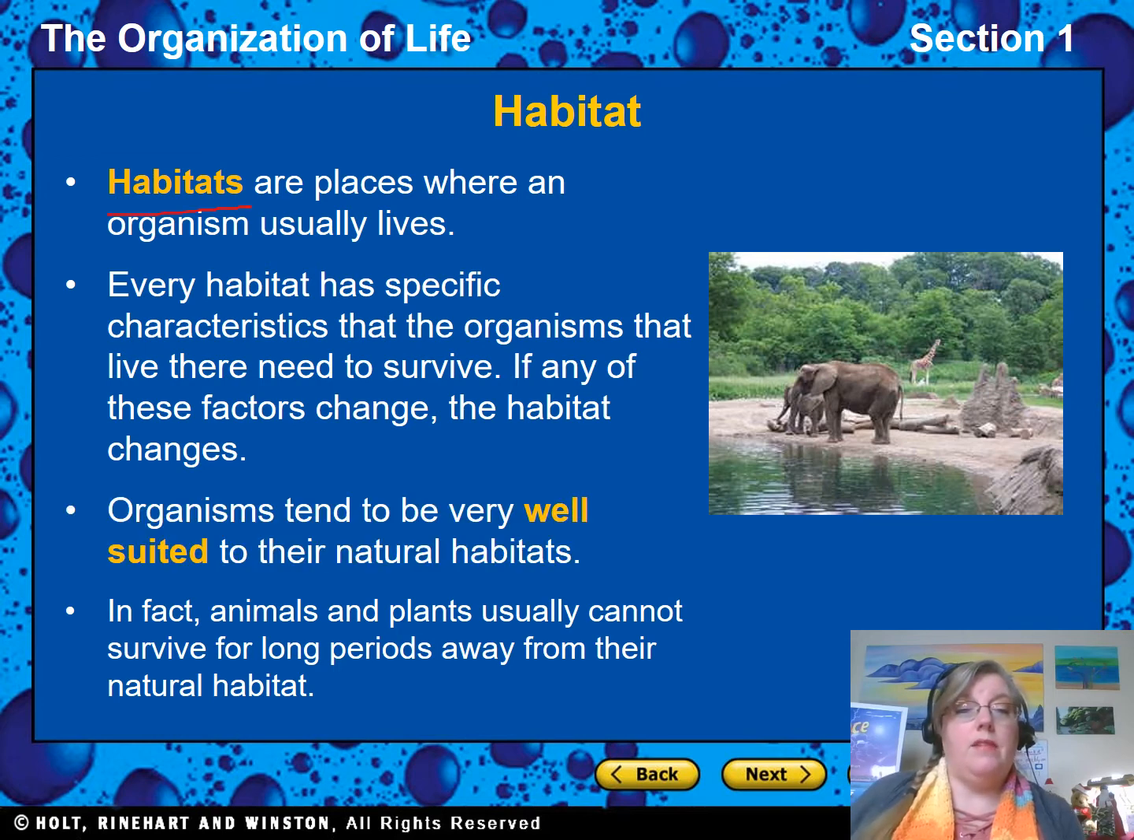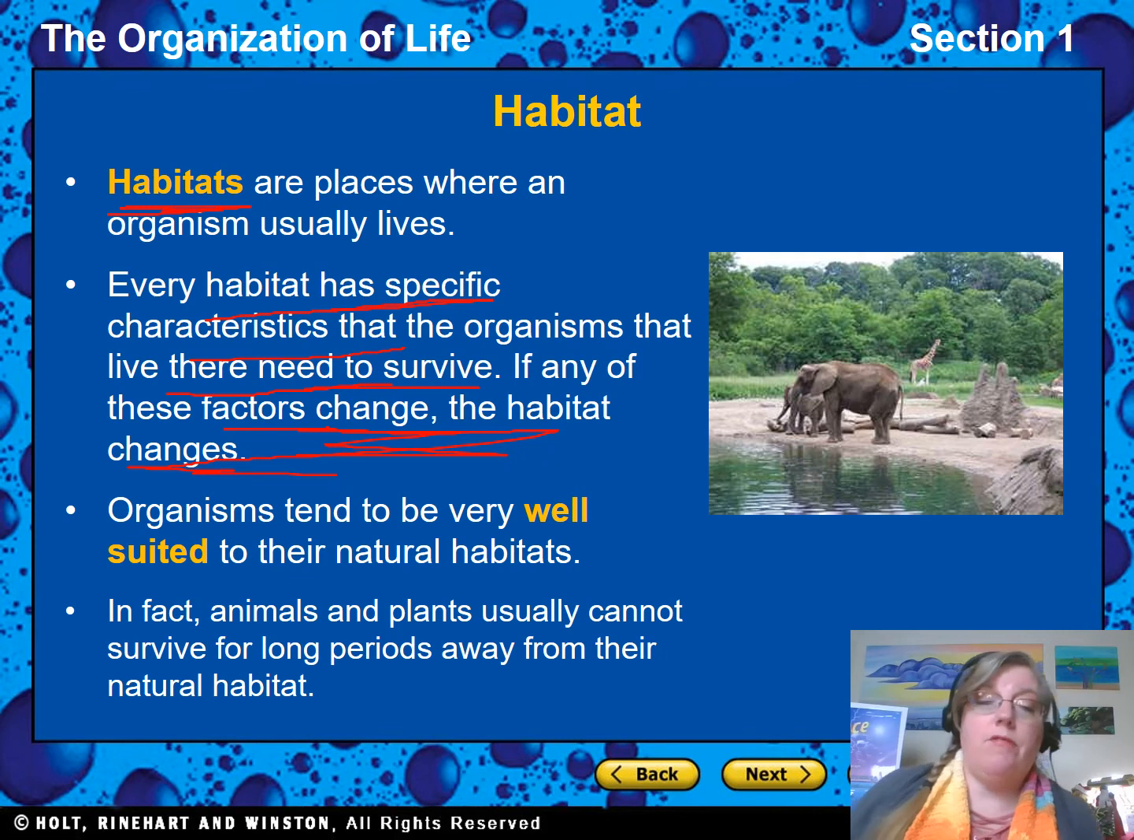Habitats are the places where an organism usually lives. Every habitat has very specific characteristics that the organism needs to survive. DNA and evolution have determined that they match up almost exactly. We'll talk about evolution in the next section, and how organisms are specifically matched to their habitat. If any part of the factors, the characteristics, change in a habitat, the whole habitat might change, and therefore the animal might need to change.